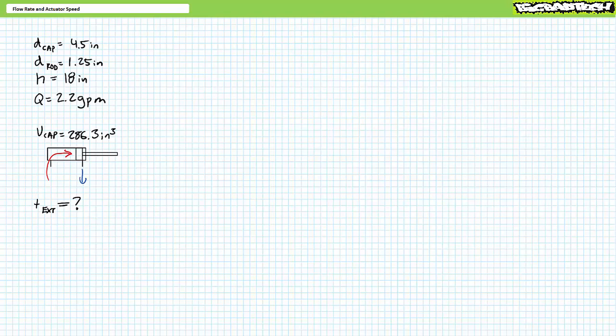Think about it. If a gallon is 231 cubic inches and the fully cylindrical cap end has a volume of 286.3 cubic inches, it's a little bit more than a gallon. If you've got a flow rate of 2.2 gallons per minute, or around 2 gallons per minute, most likely this space is going to take less than a minute to fill. It's for this reason I highly recommend a user first convert flow rates in gallons per minute to a more usable format, notably cubic inches per second.